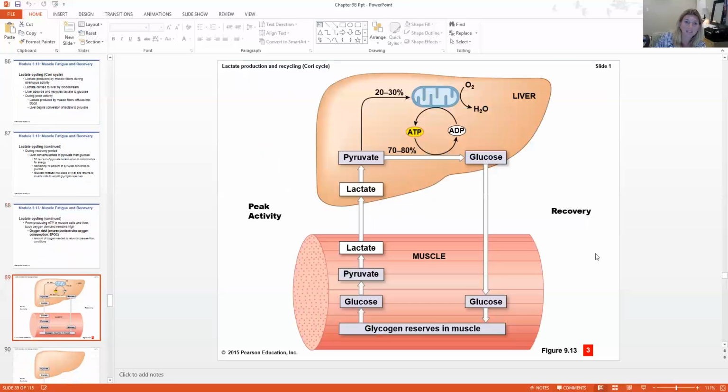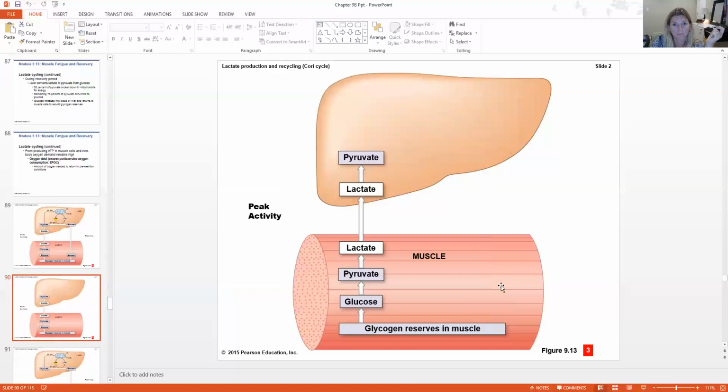So here's lactate production and recycling in the Cori cycle. During peak activity, you have all this lactate being put into the liver. That's going to be converted into pyruvate. Some of it's going to be used by liver cells to create ATP. Most of it's going to be used to go back to glucose. The glucose can then go into the blood, go back to the muscle cells, be converted into glycogen. Glycogen can go to glucose, and so on and so forth. So the Cori cycle is basically the creation and recycling of lactate.